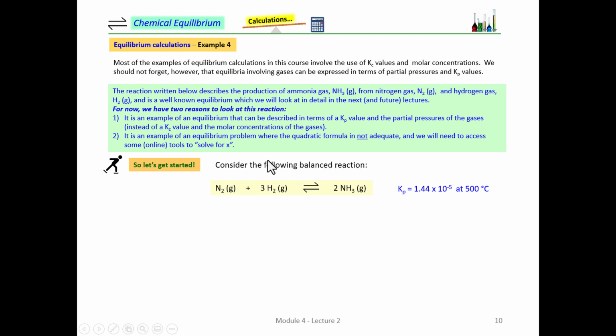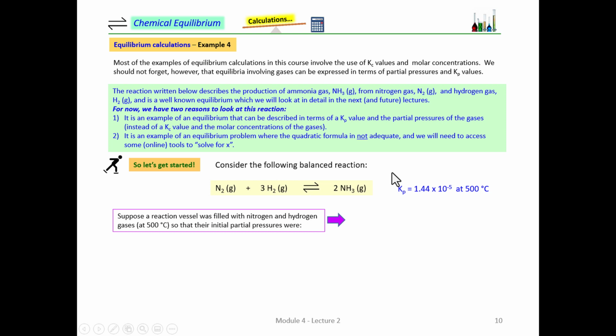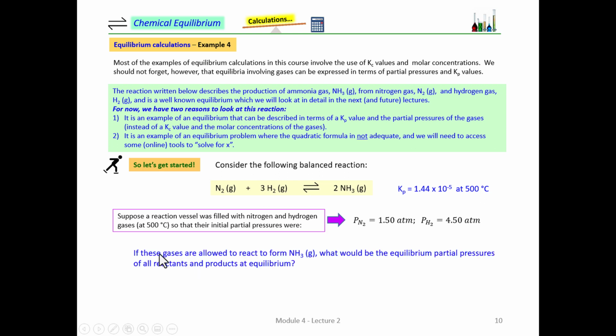So let's get started. We have our balanced reaction. You'll note here that it's a 1 to 3 to 2 reaction. We can set up some initial conditions. So let's suppose a reaction vessel was filled with nitrogen and hydrogen gases at 500 degrees so that their initial partial pressures were the following. The partial pressure of nitrogen of 1.5 atmospheres, the partial pressure of hydrogen of 4.5 atmospheres. If these gases are allowed to react to form ammonia, what would be the equilibrium partial pressures of the reactants and products when equilibrium is reached? On the next slide, we'll set up an ICE table and try to solve.